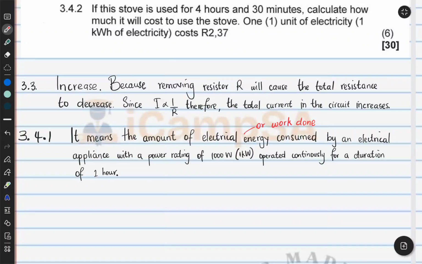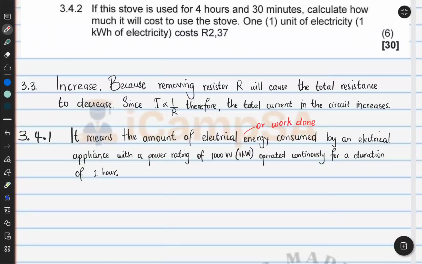1 kilowatt hour is just the energy consumed when a kettle or a stove or whatever has a power rating of 1,000 watts and that thing is used for an hour. That's how we measure electrical consumption. What the municipality normally does is they charge you based on this measure. They say for every 1 kilowatt hour, we will charge you 2 rands or 4 rands or whatever.